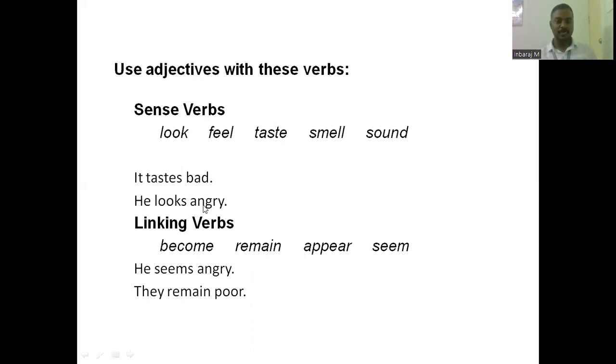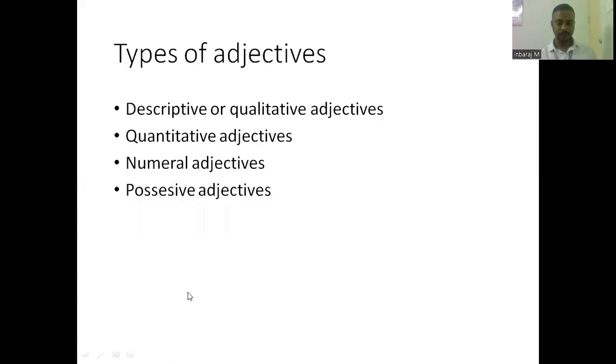He looks angry. So how does he look? He looks angry. And here looks is again a sense verb, and here angry is the adjective, and it qualifies, describes the pronoun he. And next we can use adjectives after linking verbs. So linking verbs are verbs that link the subject with the adjective. For example, become, remain, appear, seem, all these are linking verbs. He seems angry. They remain poor. So poor is the adjective, and the subject they is linked to the adjective poor with the linking verb remain.